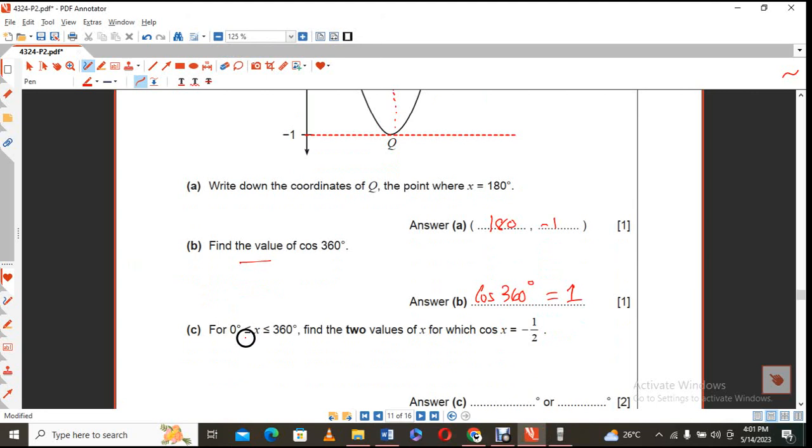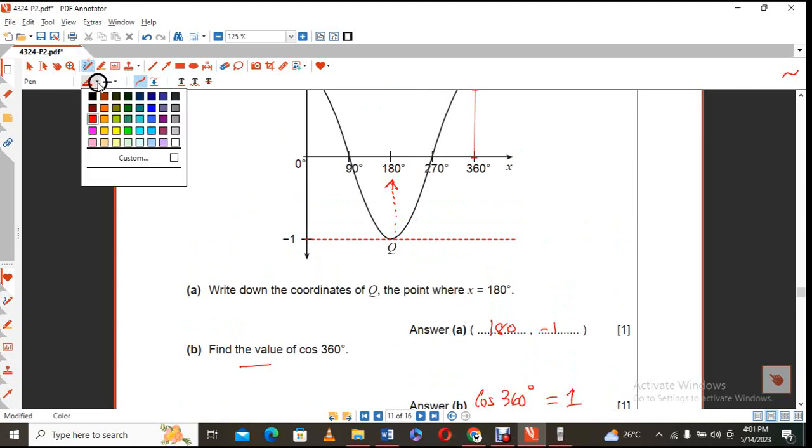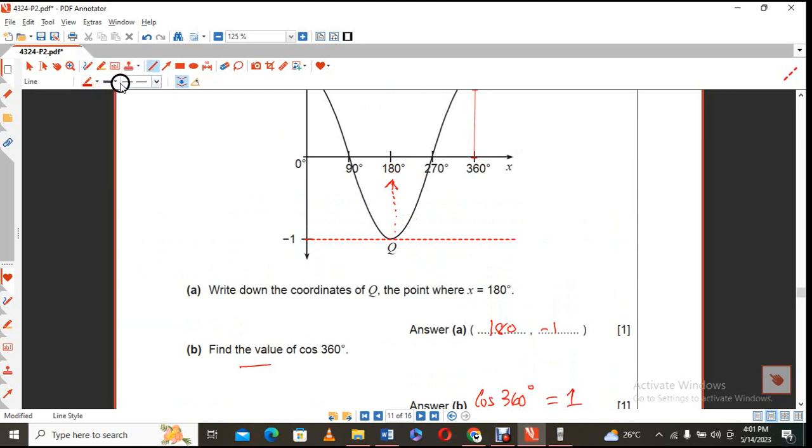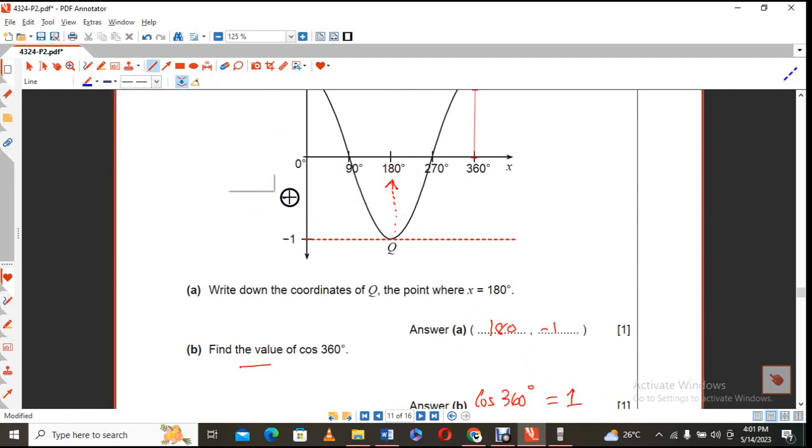For values of x between 0 and 360, find two values of x for which cos x is negative a half. Now, here's the thing. Just to emphasize something, because we have to work it out, right? Negative a half is going to be somewhere over here. So this here is negative 1 over 2. So we are looking for an angle here and here, what those angles would be, where the value of cos is negative. So I'm not going to talk about the first quadrant and the second quadrant, because you should know that.